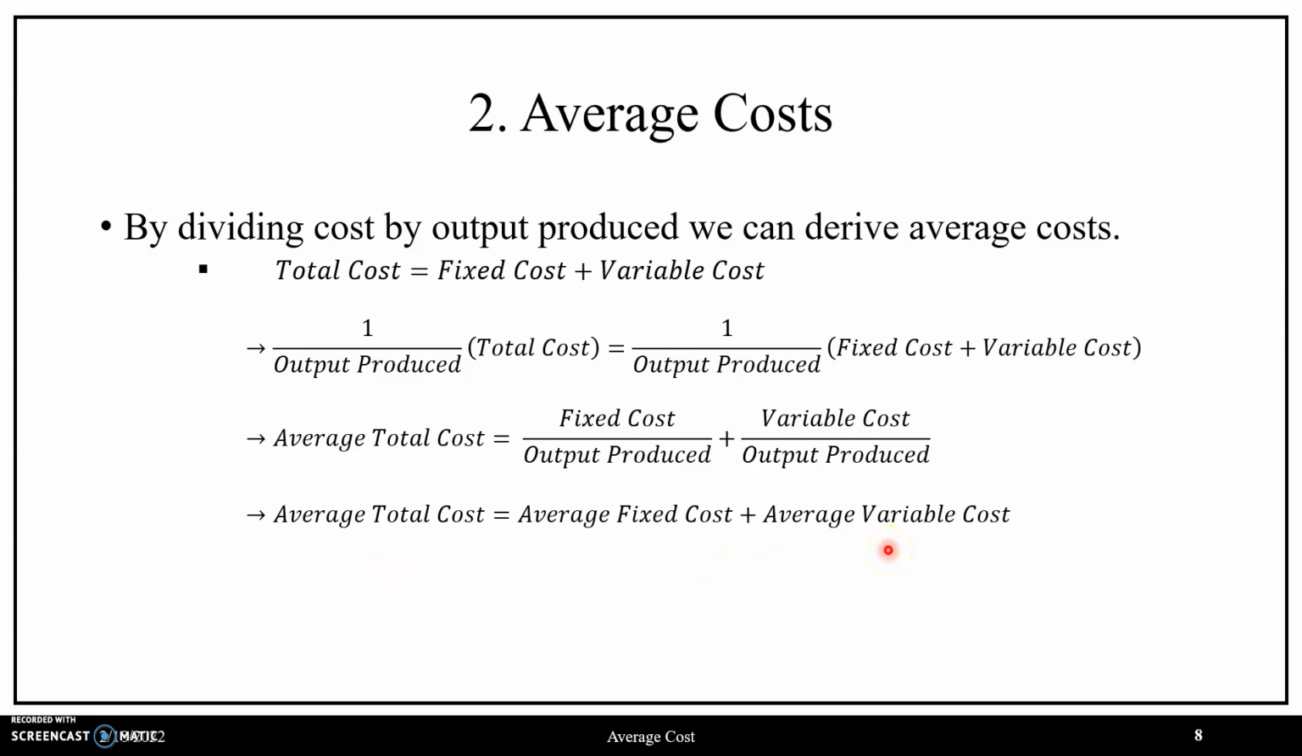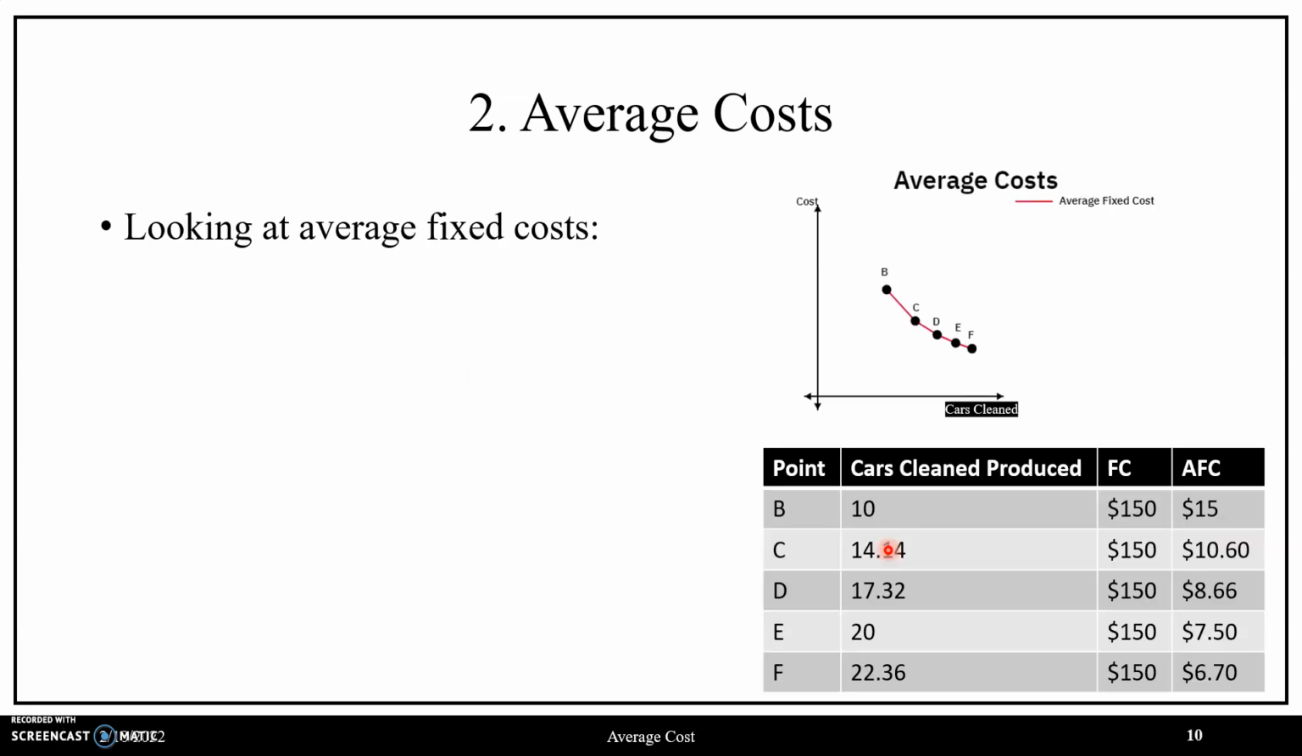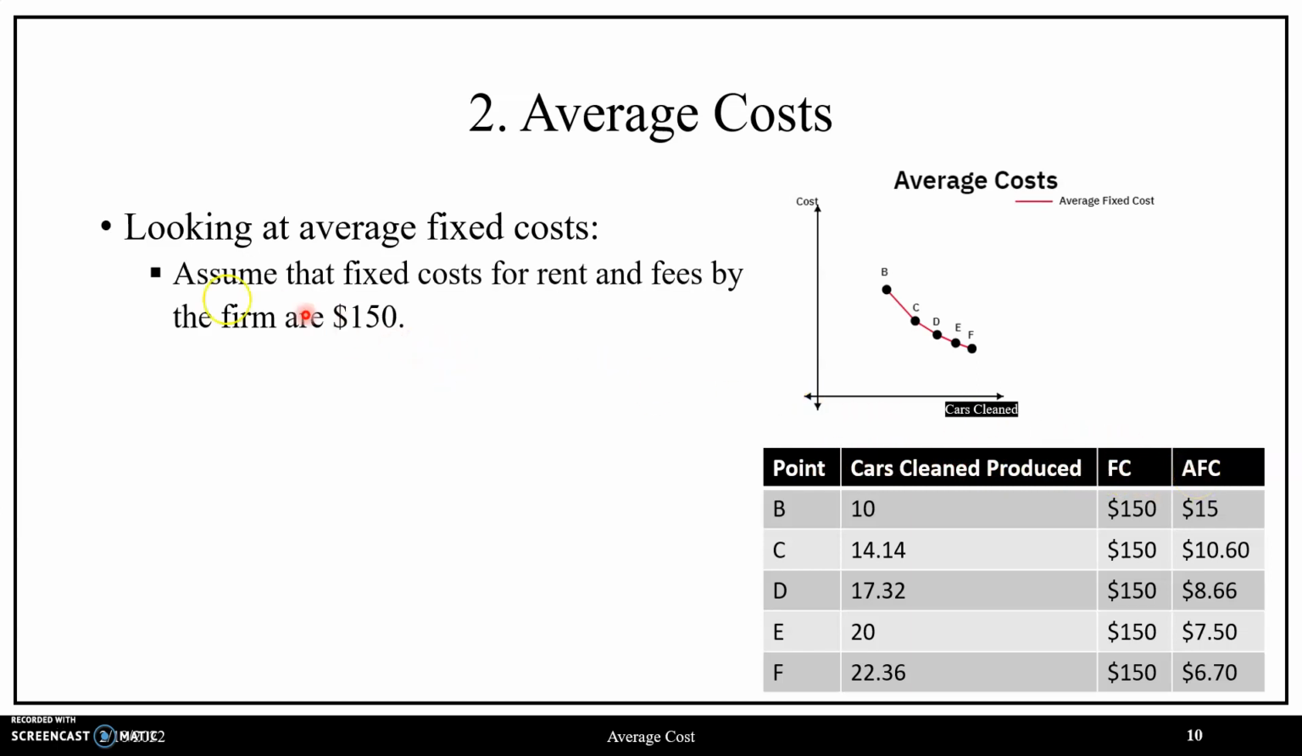So then, with our average cost structures derived, let us see if we can examine their properties. And to do so, we will examine our firm that cleans cars as before. So let us begin with average fixed cost. We have a graphical representation on the right, where cost will be on the vertical axis, cars cleaned on the horizontal axis, and we'll have a table representation as well for a particular point, the cars cleaned, as well as our fixed cost and average fixed cost component. So in terms of this, we will also be attaching some numbers so that we can get a numerical account for what's going on as well.